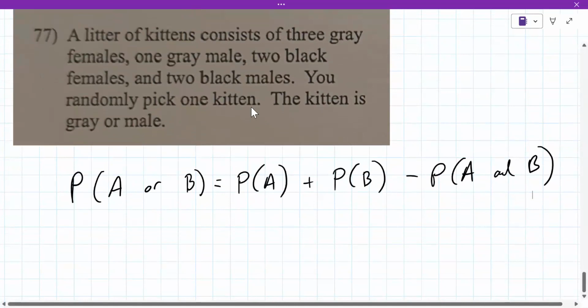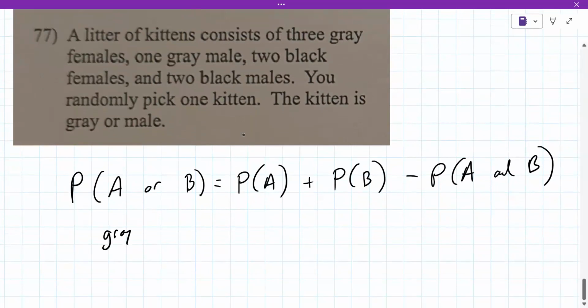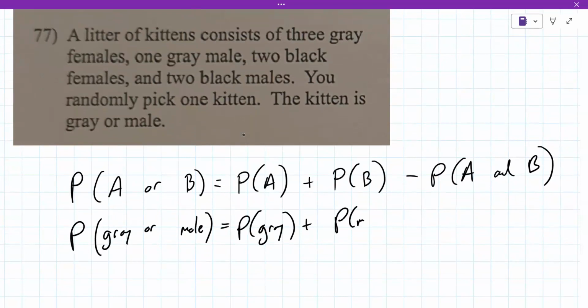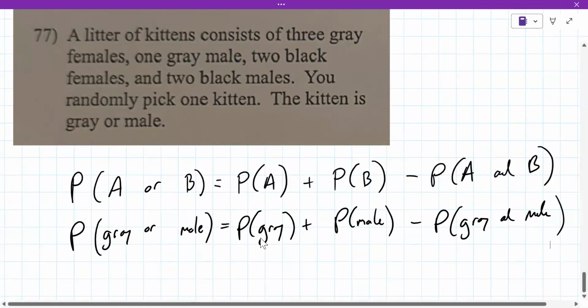So in this problem, it's gray or male. You need the probability of gray plus the probability of male minus the probability of gray and male. It's like saying, figure out all the ones that are gray, all the ones that are male, and subtract out all the ones that are both.